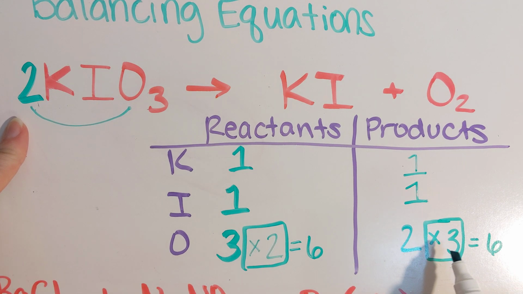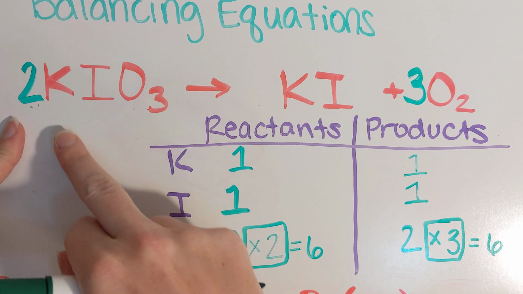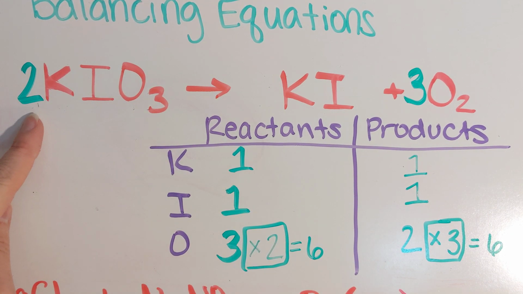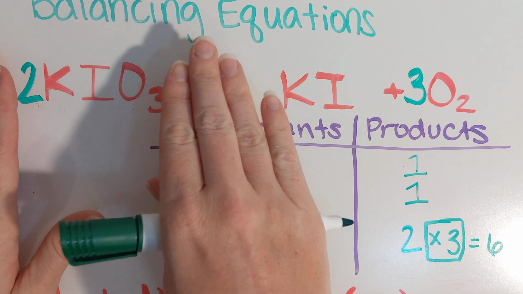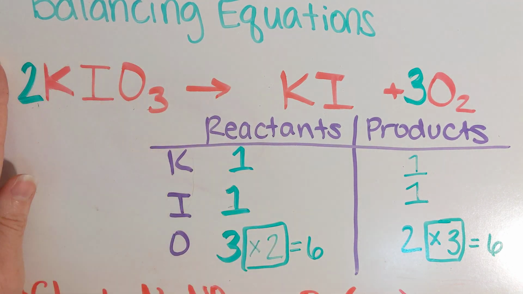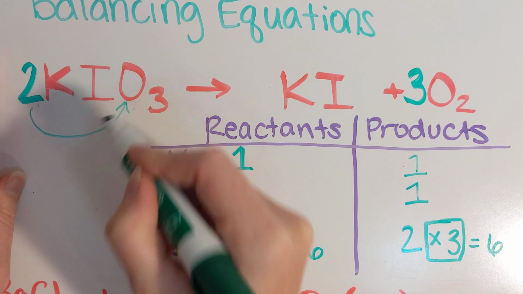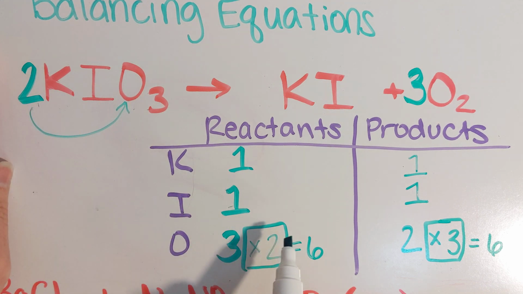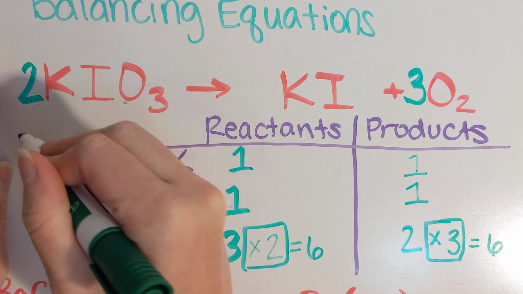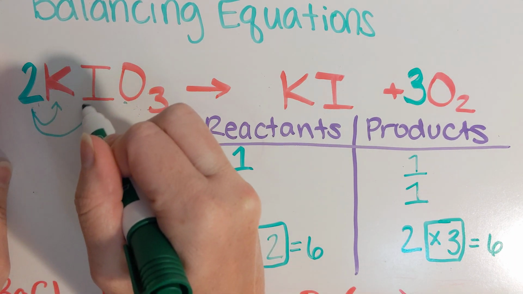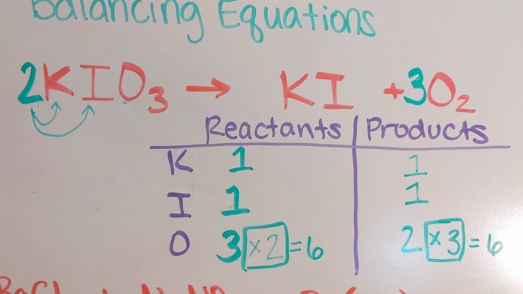I'm going to do the same thing over here. I have my 2 oxygens, and I need to multiply with a coefficient, big number of 3. So 3 times 2, 6. Okay, sounds pretty easy, right? However, we did cause a problem right here. Now that I have this big coefficient of 2 in this compound, it actually affects everything within this compound. So not only does this 2 multiply over to the oxygen and say 2 times 3 for 6, but it also multiplies to the K and to the I. It's going to affect the entire compound.